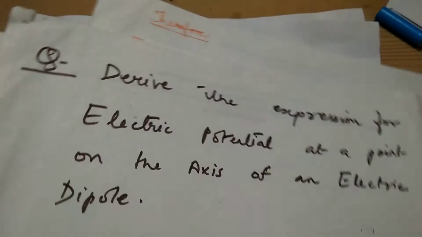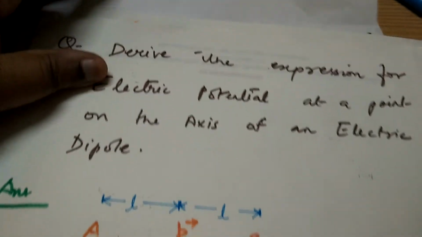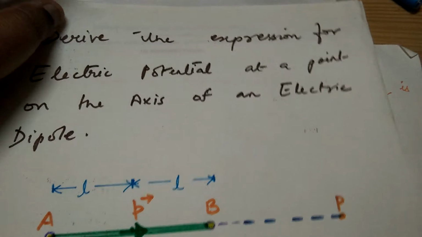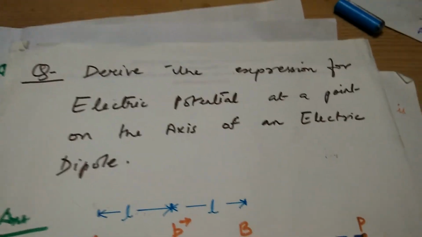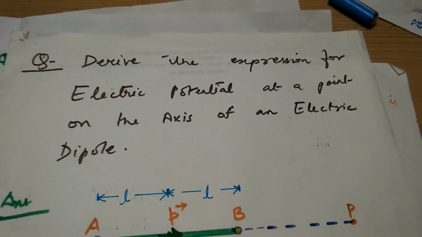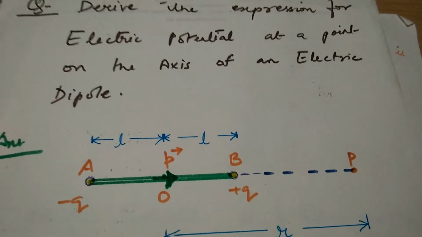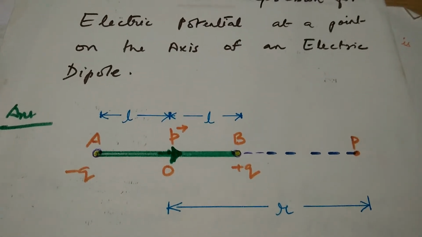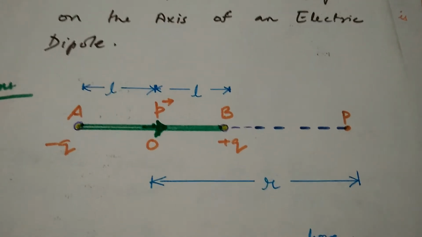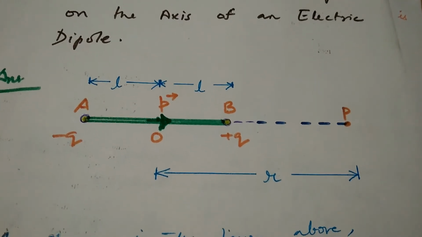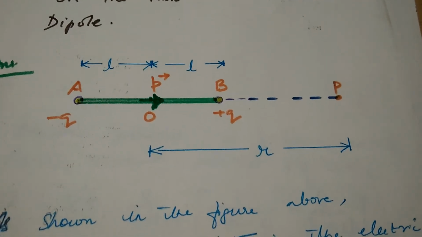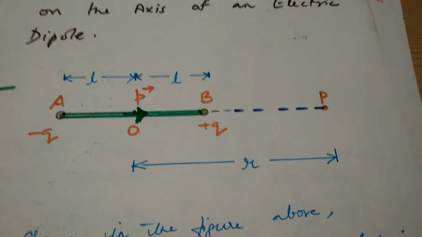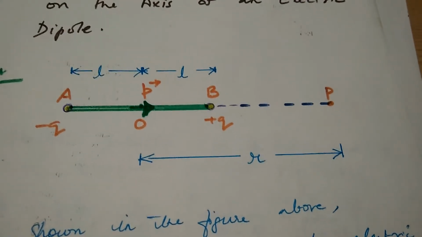After a quick look at this formula, let us go to the next part. We have seen the point charge, so what will happen if we have an electric dipole? Derive the expression for electric potential at a point on the axis of an electric dipole. If you remember, in the case of electric field we had the end-on position and the broadside-on position. Similarly, here also we start with the end-on position, that is, a point P on the axis of the dipole AB.